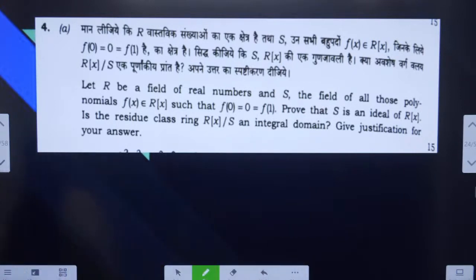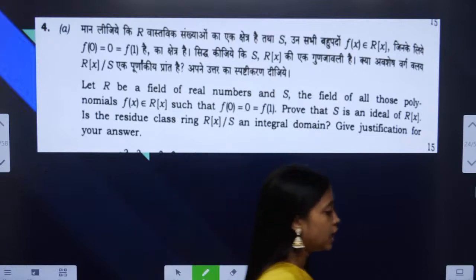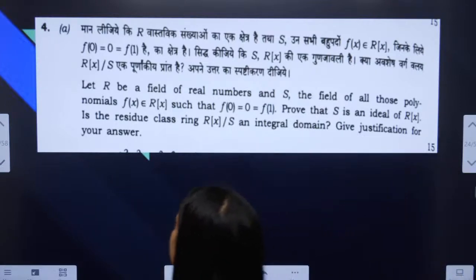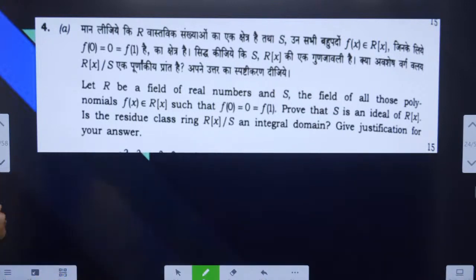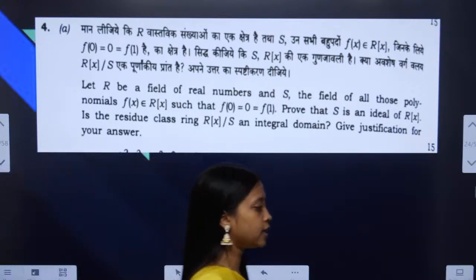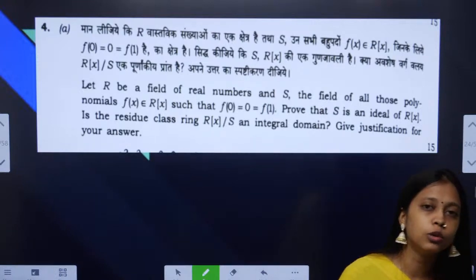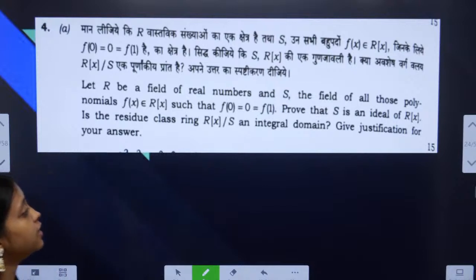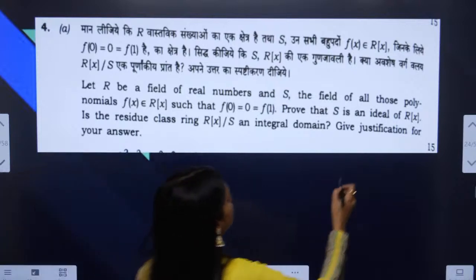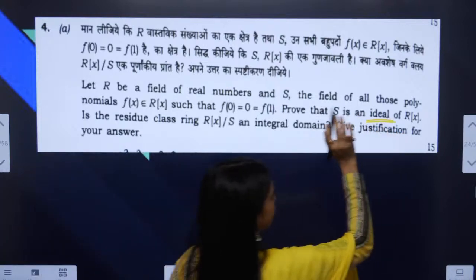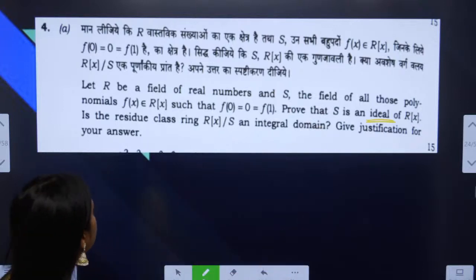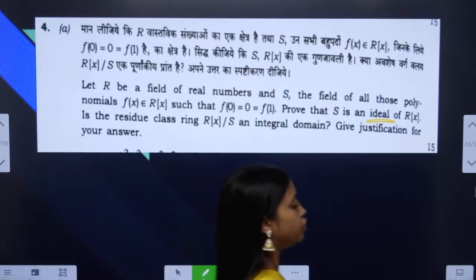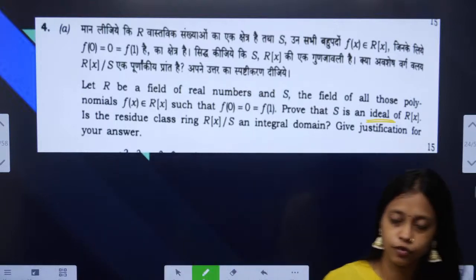This was the first question from ring theory. From ring theory, the question asked is: let R be the field of real numbers and S the set of all those polynomials f(x) belonging to R[x] such that f(0) is equal to 0 is equal to f(1). Prove that S is an ideal. So again, just the definition of being an ideal will work over here. Is the residue class ring R[x]/S an integral domain? Give justification for your answer.